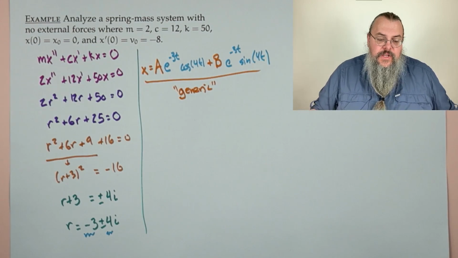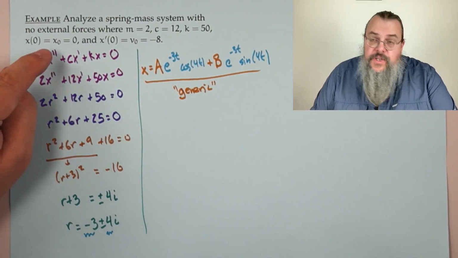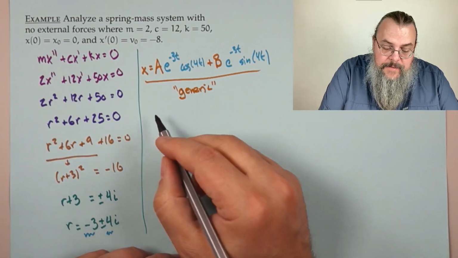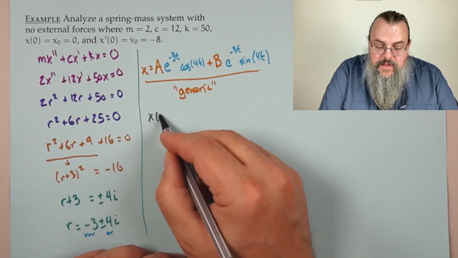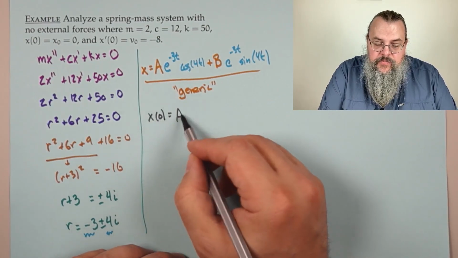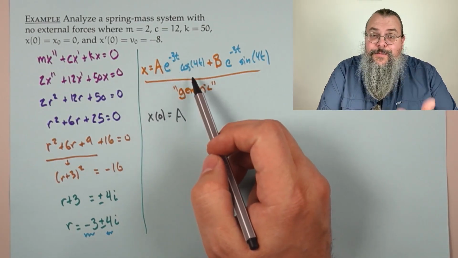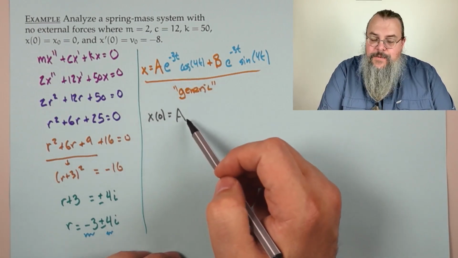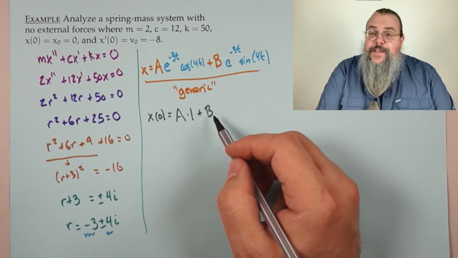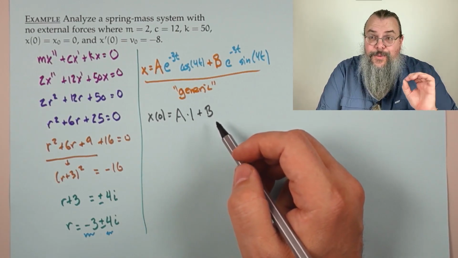We've been told that initially, at time 0, our position x0 is 0. Okay, let's just plug that in and see what happens. Now, 0 is a very convenient number. So we have a, e to the 0 is 1, cosine of 0 is 1, and so you get a times 1 times 1. Okay, great. Plus b, e to the 0 is 1, sine of 0 is 0.